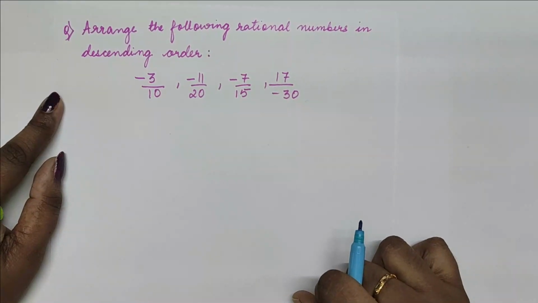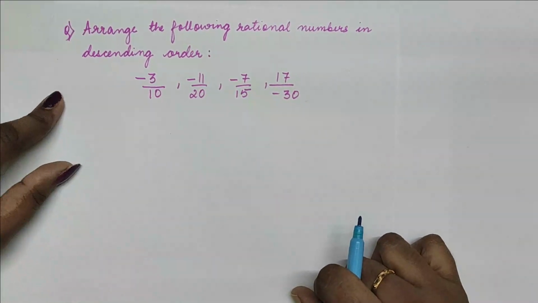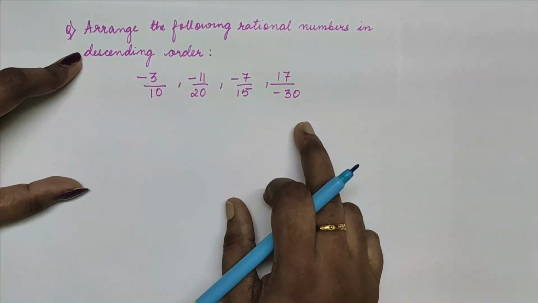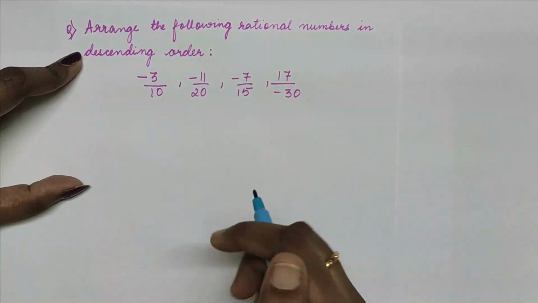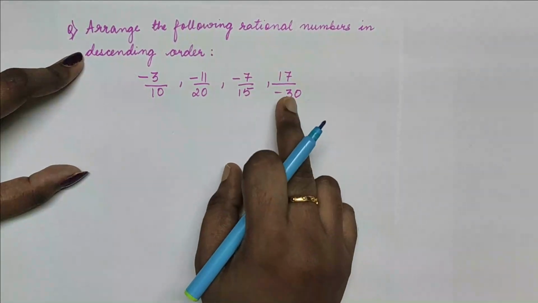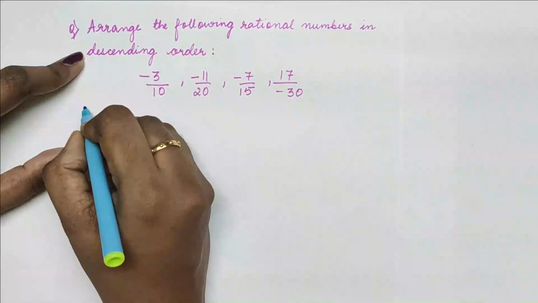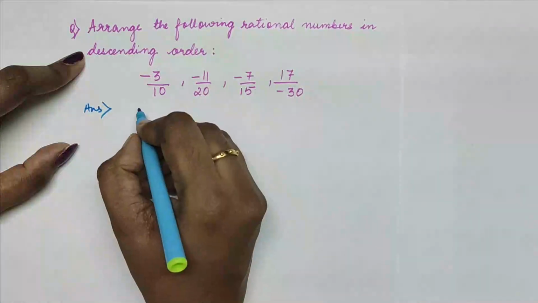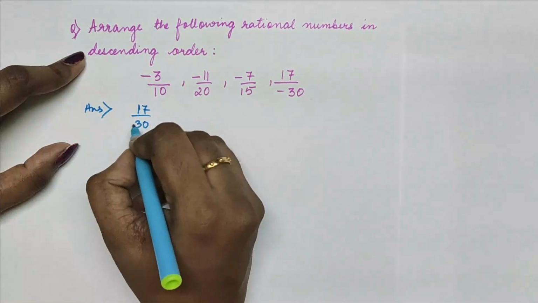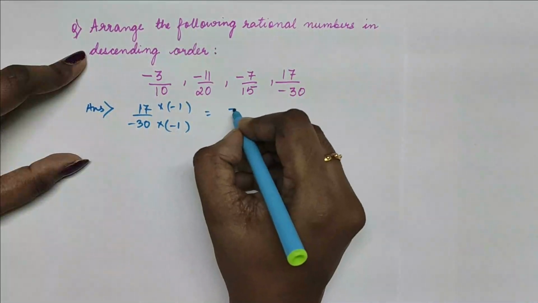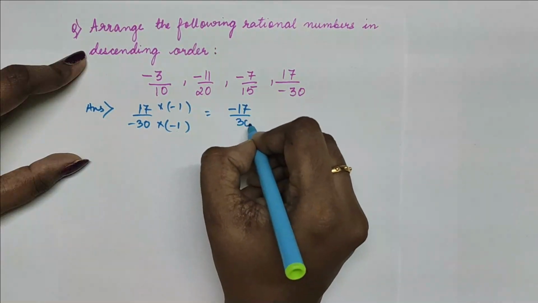Now we will learn how to arrange the rational numbers in descending order. So I have been given some rational numbers, and descending order means from bigger to smaller number. So first you can see there is a denominator with a negative number. So the first thing that you have to do is to convert that into positive by multiplying minus 1 into numerator and denominator, which will convert it into minus 70 by 30.